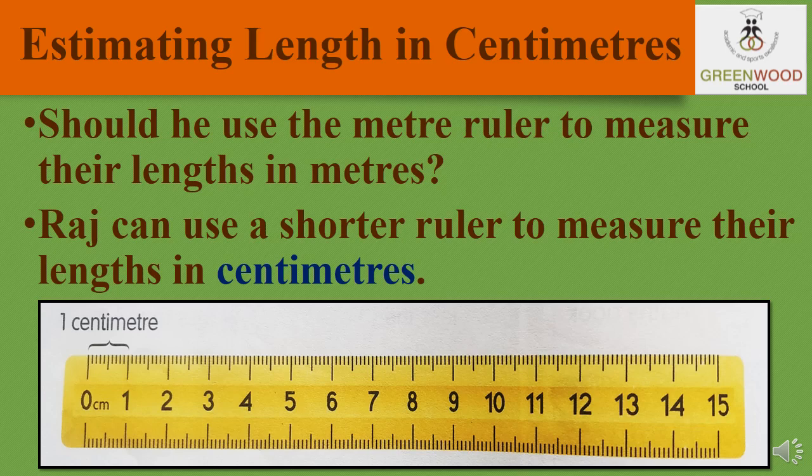As you can see in the picture, it is your small scale which you use in your day-to-day life, and it is marked from 0 up till 15, and there are 10 lines between two numbers, that is between 0 and 1. If you count, you will find 10 small lines, and we can say from 0 to 1 we have covered 1 centimeter. So now he'll measure all the small objects with the help of this ruler.